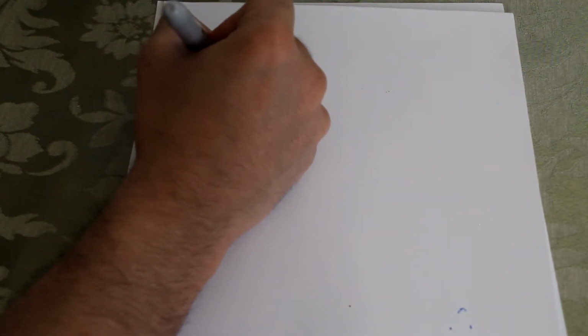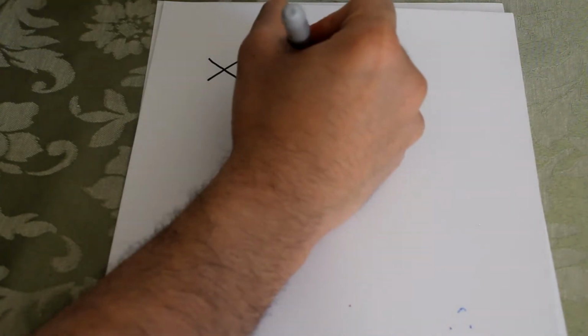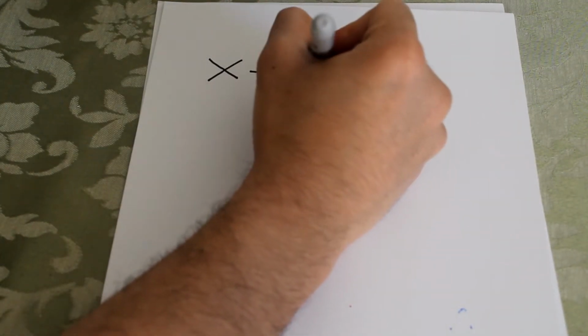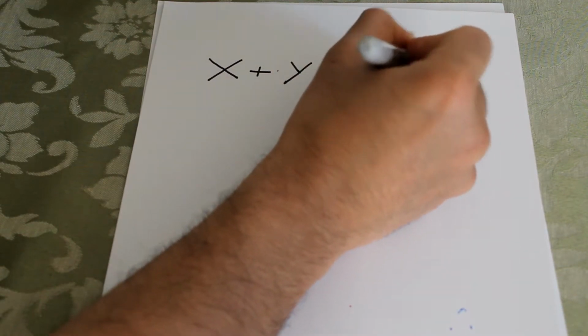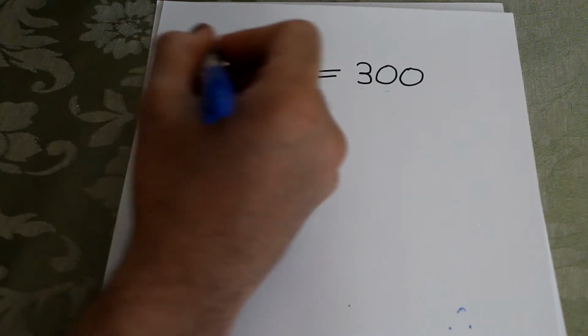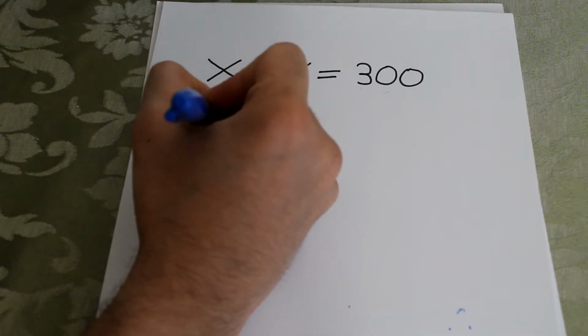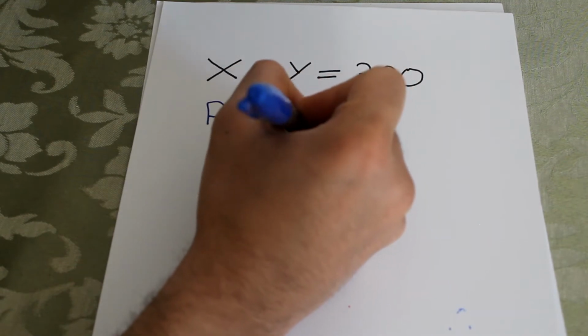We'll represent the two unknown numbers by x and y. So x plus y is equal to 300. Now that's the constraint. And we're looking for the maximum product yielded by x and y. So p equals x times y.